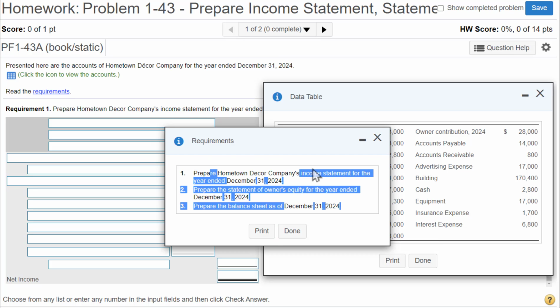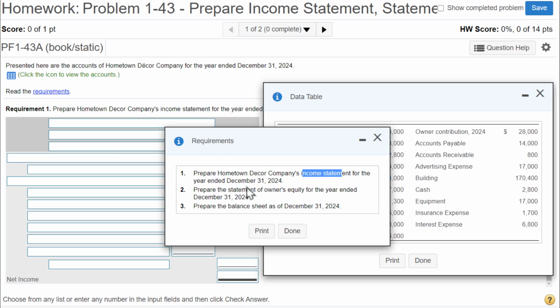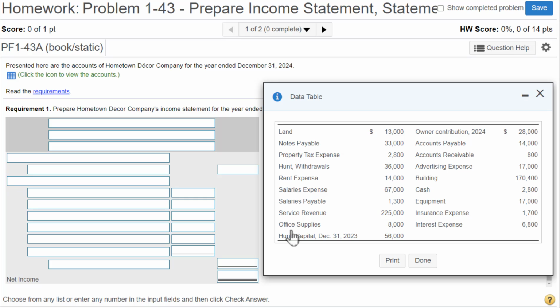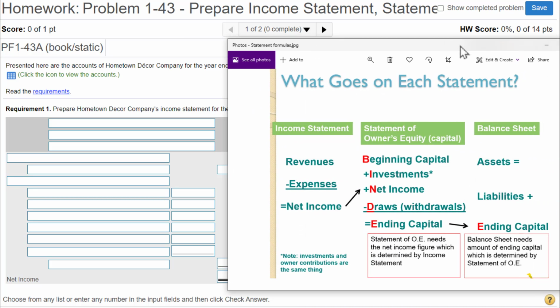We're going to prepare an income statement, a statement of owner's equity, and the balance sheet. So we really don't need this window. Do you remember the three formulas for the three financial statements? In case you forgot, here they are. We do the income statement first, which is revenues minus expenses equals net income, and then we'll do the statement of owner's equity and then the balance sheet. But first we have to do the income statement.